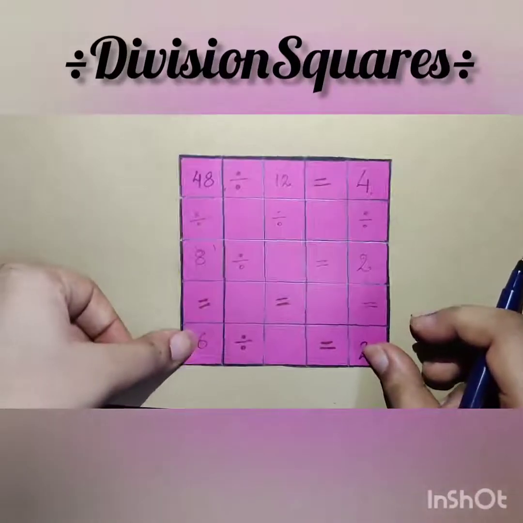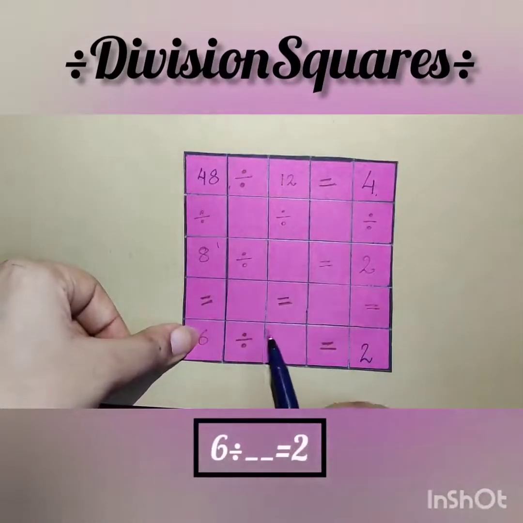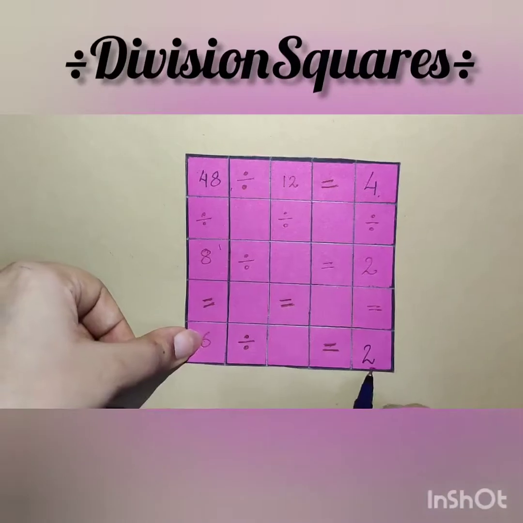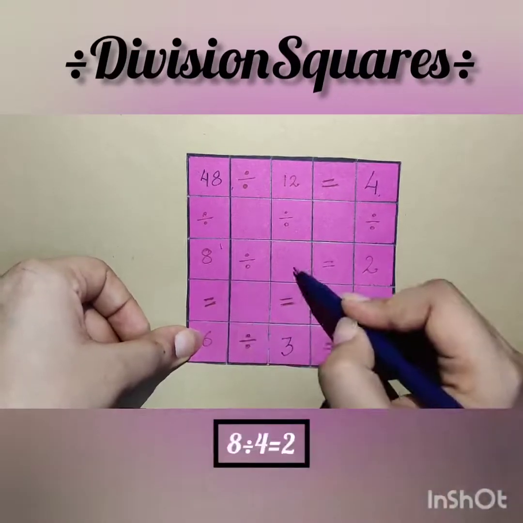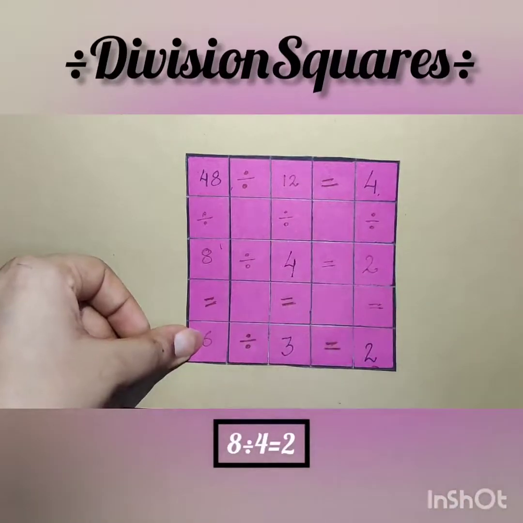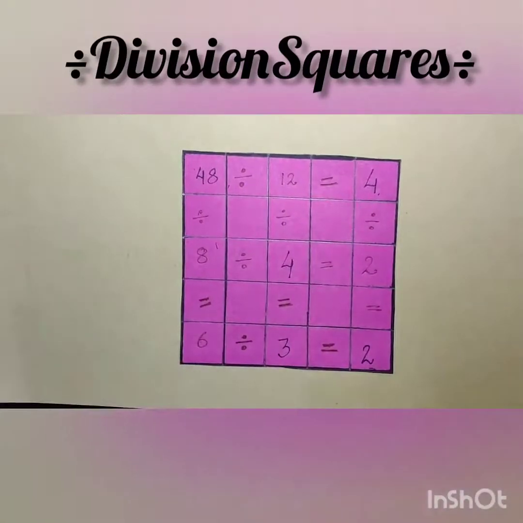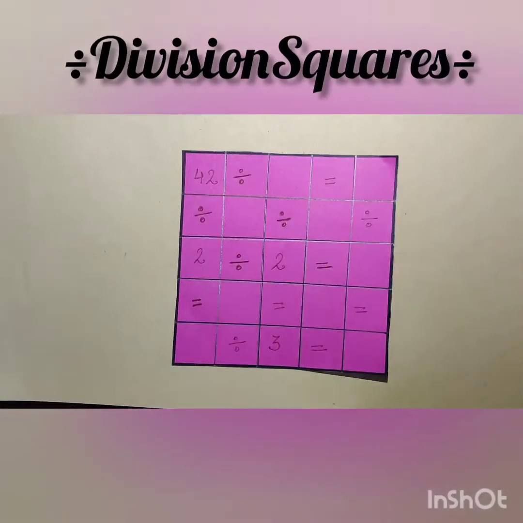And the last line, 6 divided by which number, and the answer would be 2? So I would write here 3. 8 divided by 4, the answer is 2. I am bringing out my next square. Be ready. Now let's start with this one.